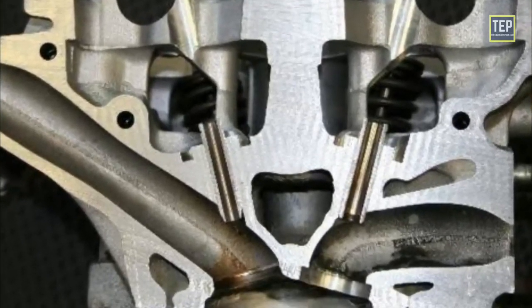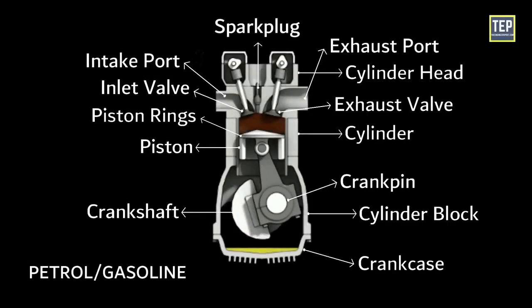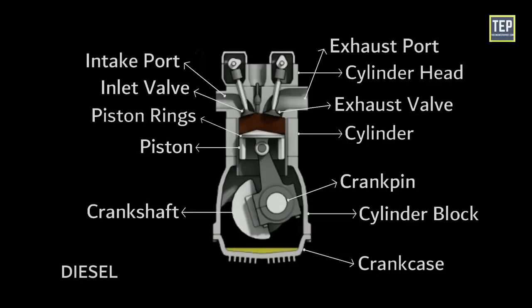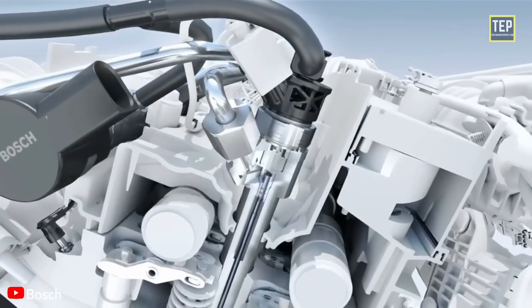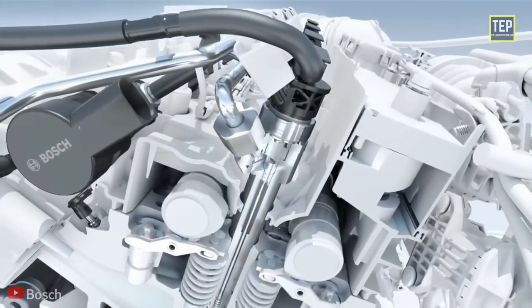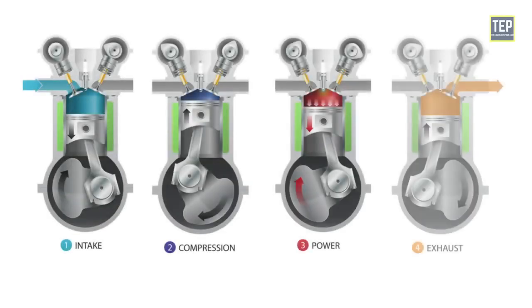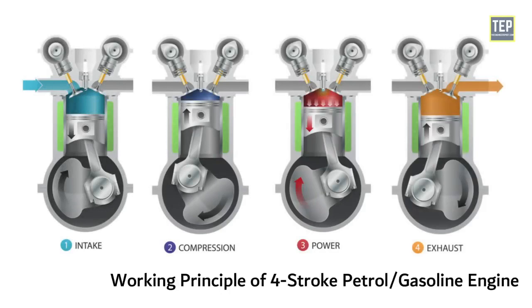For a petrol engine, a spark plug is used to ignite the compressed air-fuel mixture. For a diesel engine, an injector is usually used in the compression ignition engine. It sprays the fuel into the combustion chamber at the end of the compression stroke. It is fitted on the cylinder head. Now let's take a look at the working principle of a 4-stroke petrol engine.